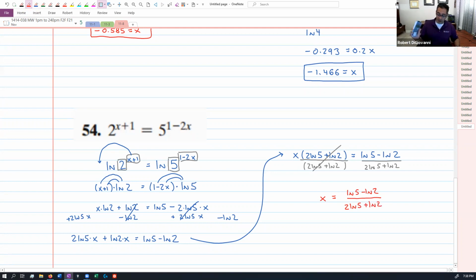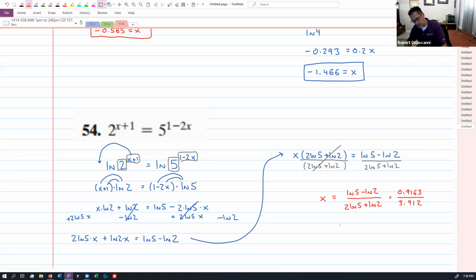If we wanted to, we could get on our calculator and figure out what this is. I'll go ahead and do it so you can see it, but that to me would be a perfectly fine answer. Natural log 5 minus natural log 2. So just so you can see this, the numerator comes out to be 0.9163 over, if I do 2 times natural log 5 plus natural log 2, the bottom becomes 3.912. And then I can divide those.